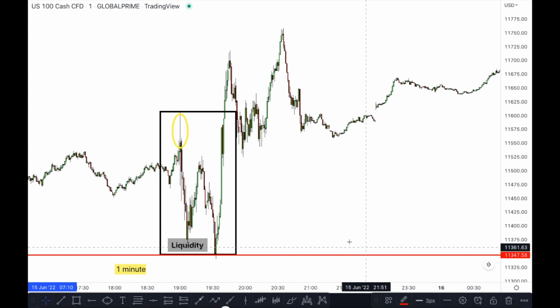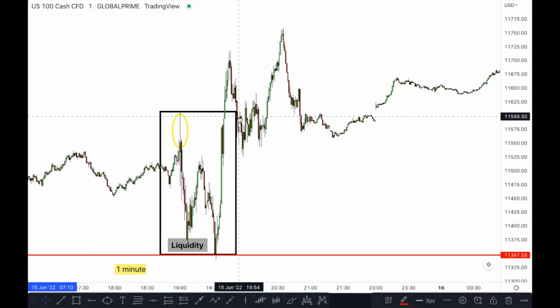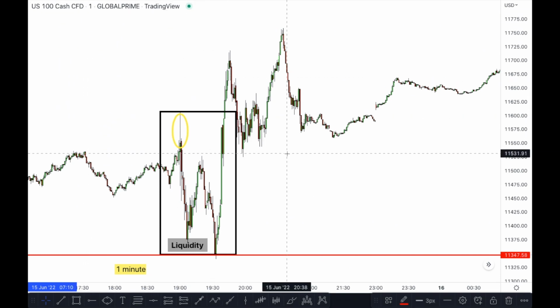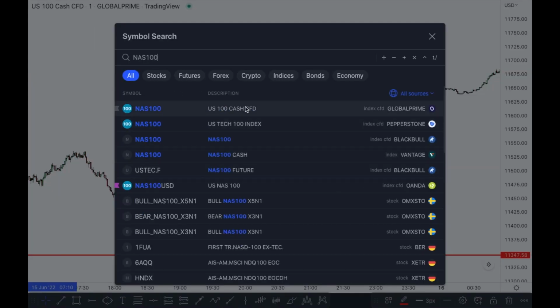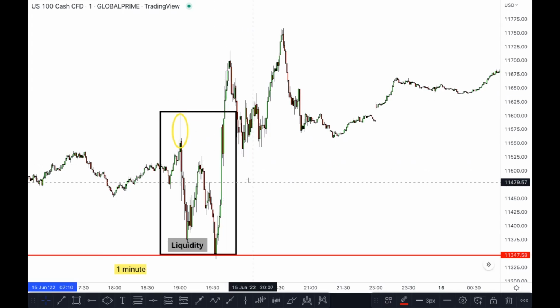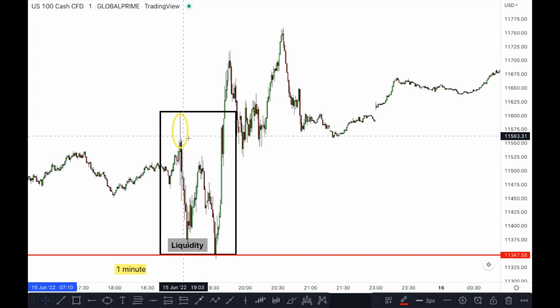I am on US 100 cash CFD Global Prime, but it is NAS100, as you can see here. It's this one right up here. So I'm on the 1 minute time frame right now, and you can already see that there's a liquidity wick over here. Now, this is why I talk about liquidity.